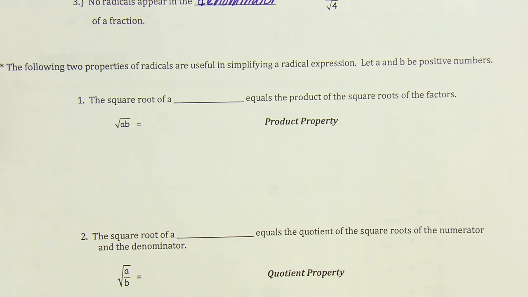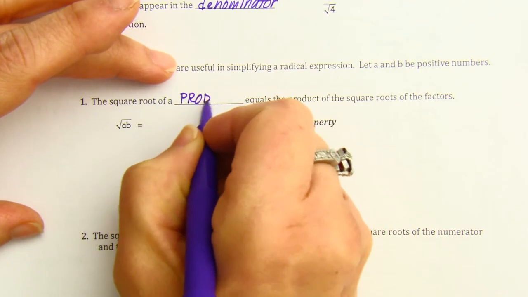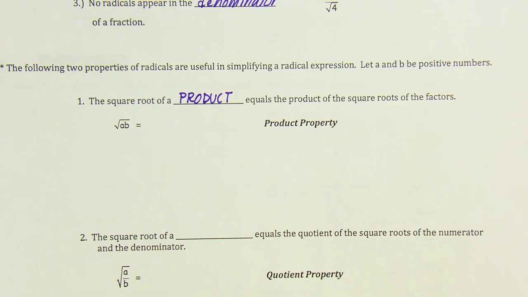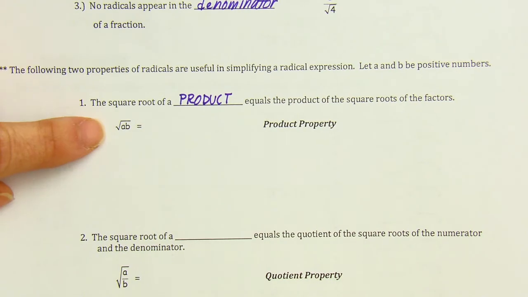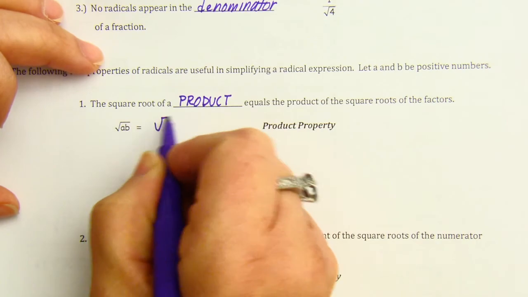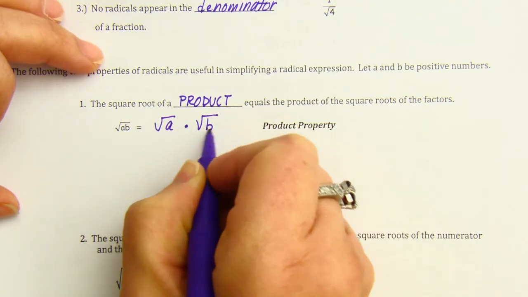So the square root of a product, meaning multiplication, equals the product of the square roots of the factors. In other words, I look here at my example and I see the square root of a times b. I can break this apart into the square root of a times the square root of b using the product property.